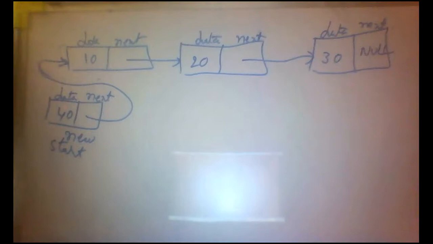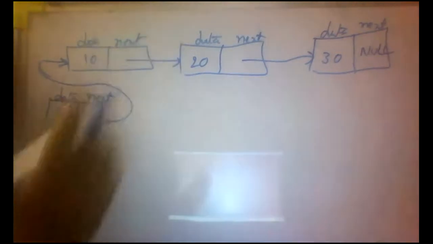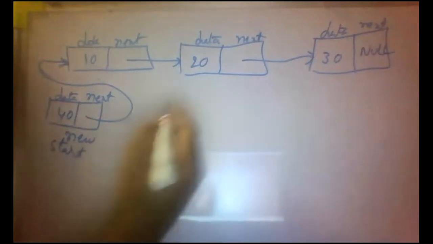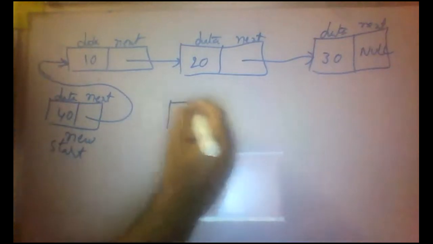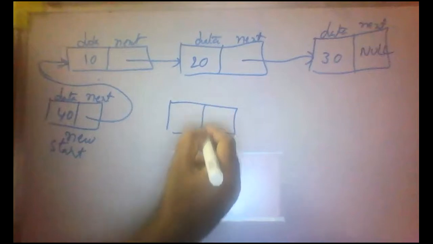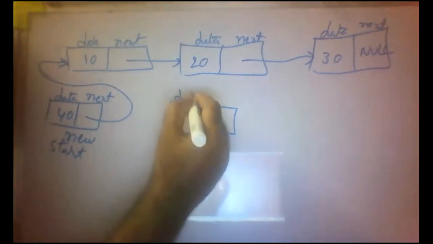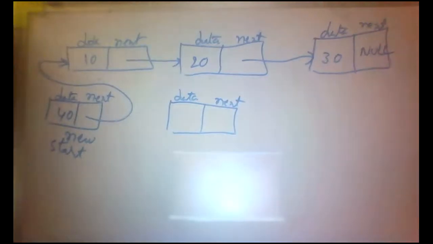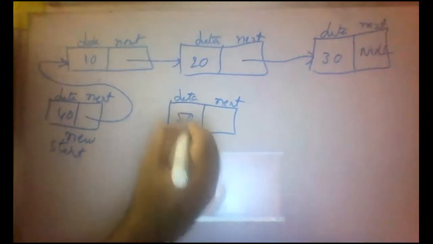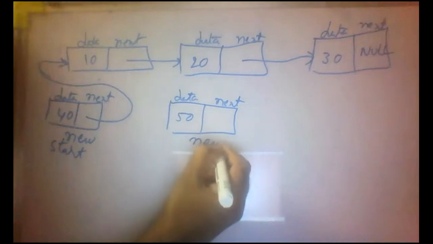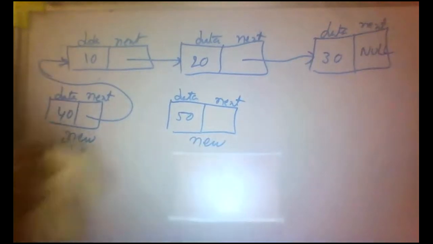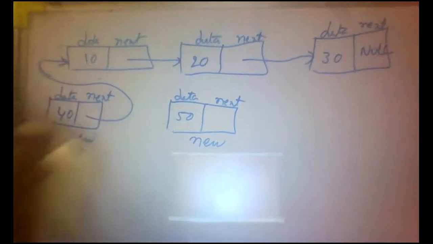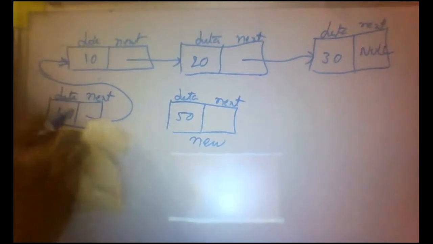Now I want to insert an element at the second place. This is 0, 1, 2. Second place. Again, I want to create a new node. It has two parts: the first part is the data part, and the next part. So this is the new node, again created a new node.